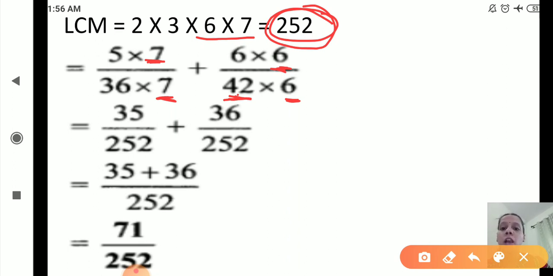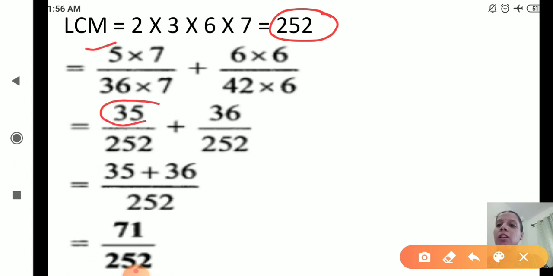Now after this, the next step is to do the multiplication. So 5 multiplied by 7 is 35, so I have written here 35. 36 into 7, that you know, is 252. So here it is 252. Now 6 sixes are 36. So 36 upon 252.